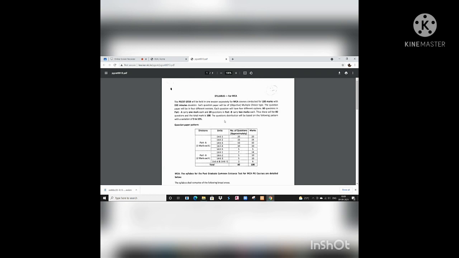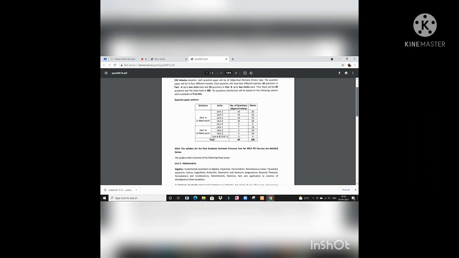Then 60 questions in part A carry 1 mark each and 20 questions in part B carry 2 marks each. Thus, there will be 80 questions and the total is 100 marks. 80 questions, 100 marks. The question distribution will be based on the following pattern with a variation of 5 to 10%. Let's see the question pattern.